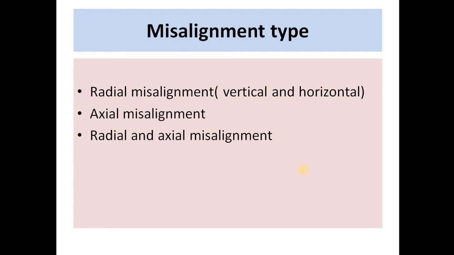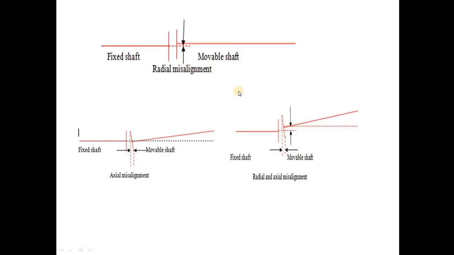Misalignment can be of three types. Radial misalignment, it can be vertical, it can be horizontal. Axial misalignment, it can be vertical, it can be horizontal, and a combination of radial and axial misalignment. In the picture, it is clearly shown that this is the radial offset, this is the angular offset between the two coupling halves, and this is the combination of radial offset as well as axial offset.